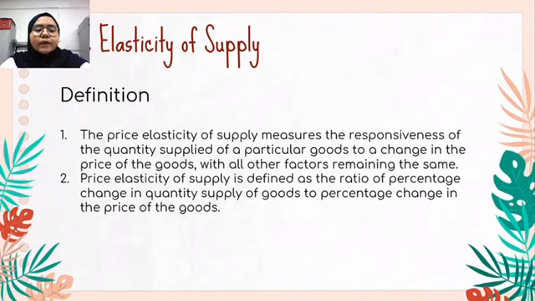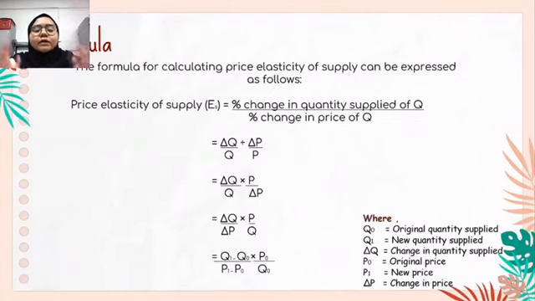I will present about the price elasticity of supply. The definition is that price elasticity of supply measures the responsiveness of the quantity supplied of a particular good to a change in the price of the good, with all other factors remaining the same. It is defined as the ratio of percentage change in quantity supplied of a good to percentage change in the price of the good. This is the formula: price elasticity of supply equals change in quantity supplied of Q over change in price of Q.